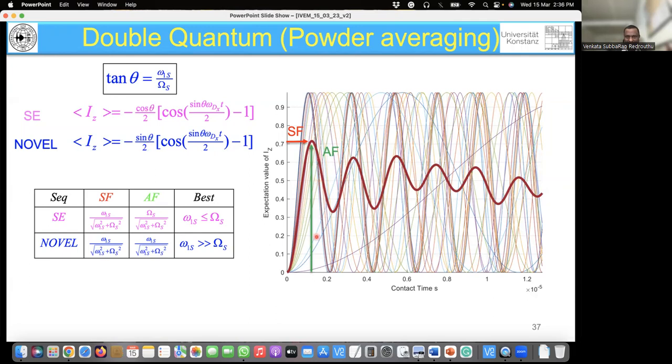So if you see here, the scaling factor gives how fast we can transfer the polarization, and the alignment factor gives how efficiently we can transfer the polarization. For NOVEL, the scaling factor and alignment factor are the same, sin theta and sin theta. That means the efficiency is proportional to the nutation frequency of the electron and inversely proportional to the offset. In the case of solid effect, the scaling factor is proportional to the nutation frequency and inversely proportional to the offset, but the alignment factor is proportional to the offset. So to get a very efficient signal, we have to balance the offset and the nutation frequency.